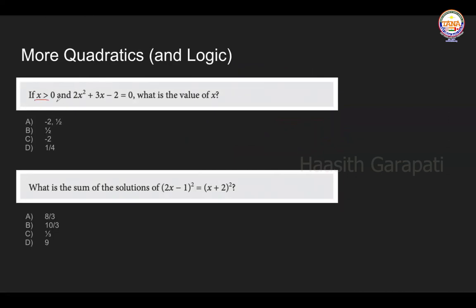If x is greater than 0, this is an important condition. If they give you a condition like this, keep it in mind. If x is greater than 0 and 2x squared plus 3x minus 2 is equal to 0, what is the value of x?